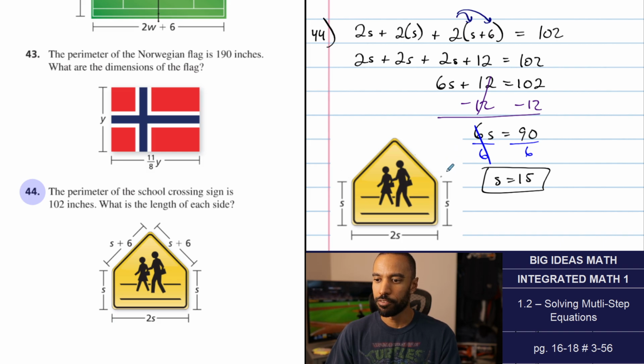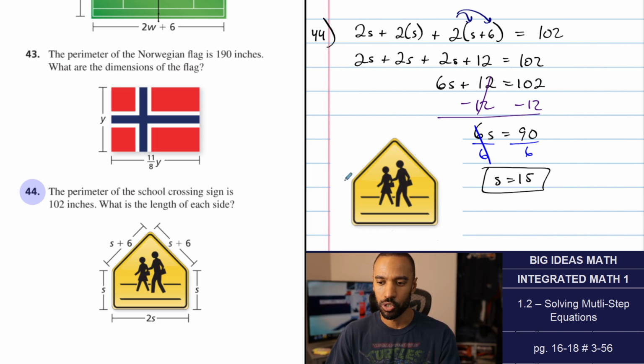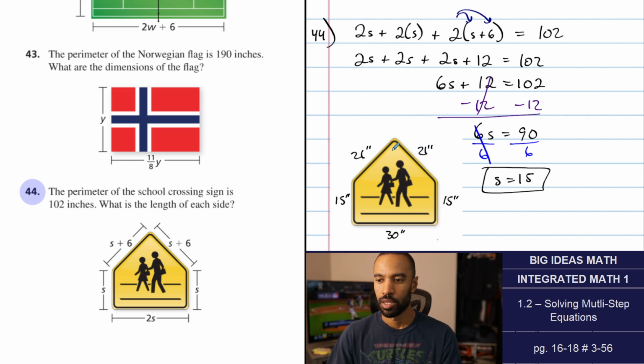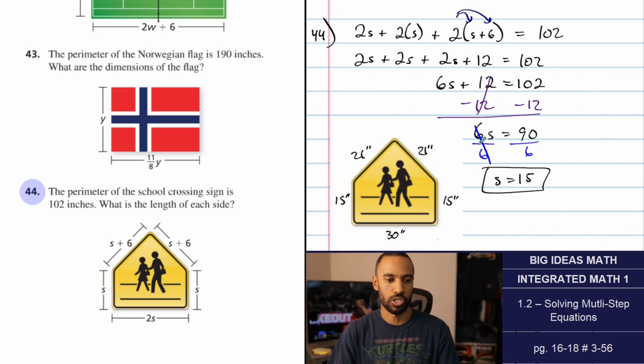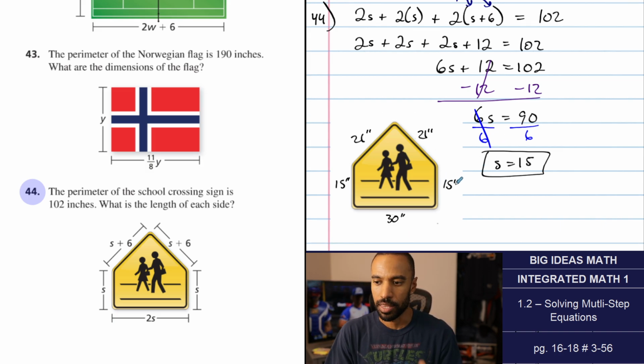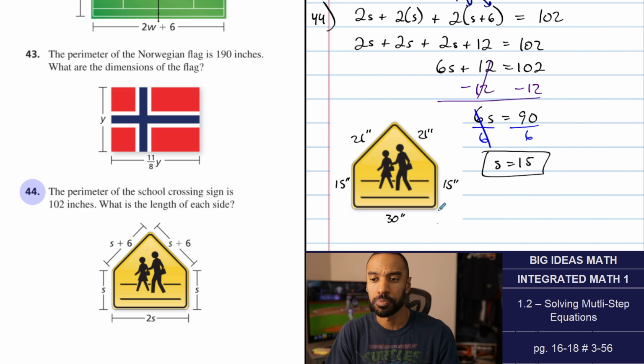Okay, 15 is the length of these vertical sides going down, so 15 and 15, those are each inches there. 2s is 15 times 2, right, doubles, that's 30 inches. So we have 15 inches here, 30 inches here, and these were s plus 6. 15 plus 6 is 21, 21, 21. So 42 plus 30 is 72, plus 30 is 102 inches. That works out. That's the unit, by the way, for inches.